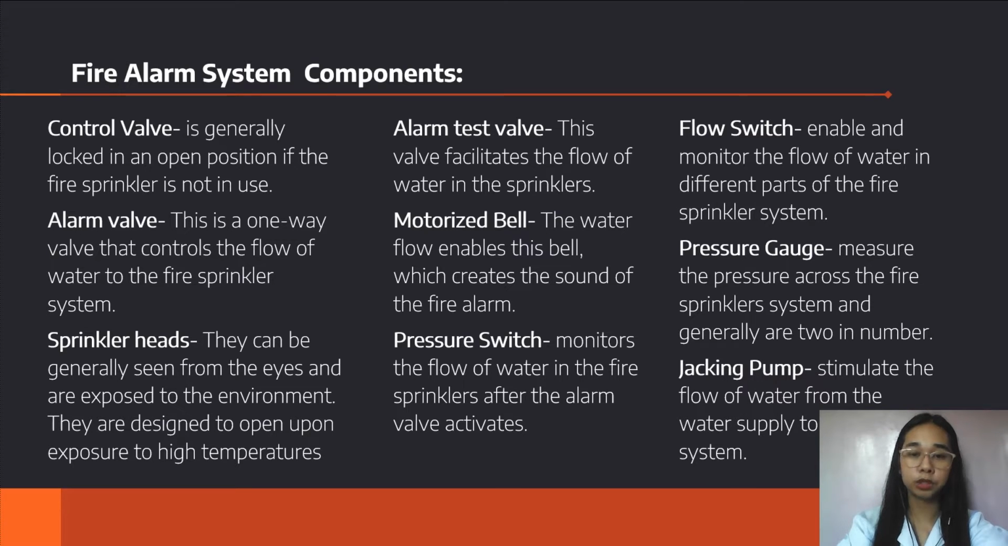Then we have the pressure switch, which monitors the flow of water in the fire sprinklers after the alarm valve activates. The flow switch enables and monitors the flow of water in different parts of the fire sprinkler system. The pressure gauge measures the pressure across the fire sprinkler systems and generally comes in two numbers. The jockey pump stimulates the flow of water from the water supply through the fire system.